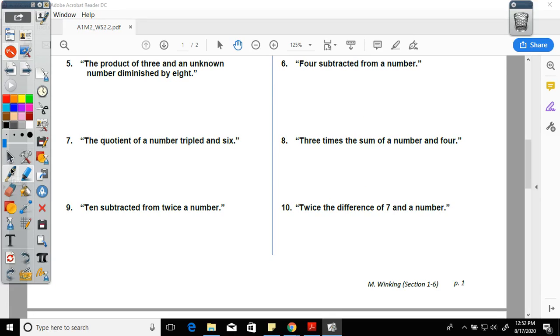The quotient of a number tripled and 6. All right, so I'm going to pause the video here and give you an opportunity to try it, and then you can come back and see how you did.